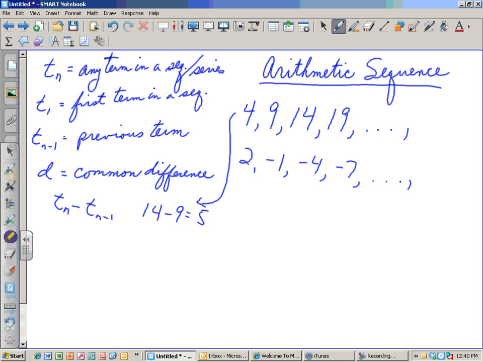What is the common difference for the next one? -3, right? So the common difference can be negative. How do we find it? We take one number in that sequence, -7, and subtract the previous number. Okay? So the common difference there would be -3. That's the difference. All right.